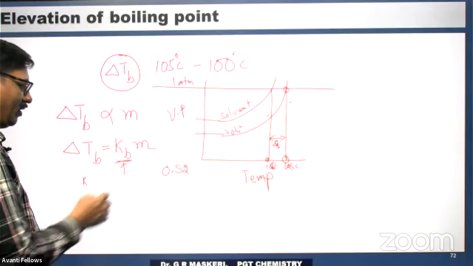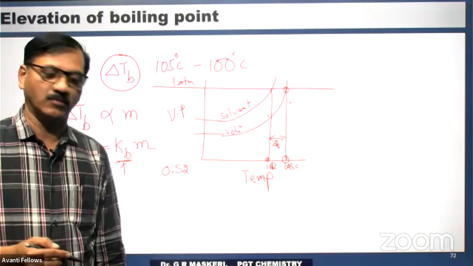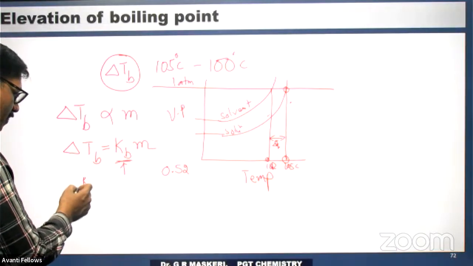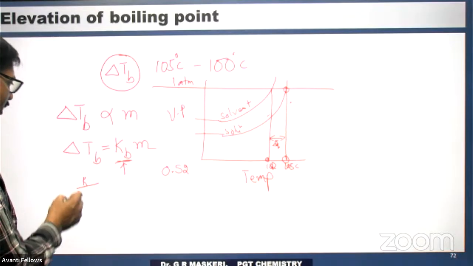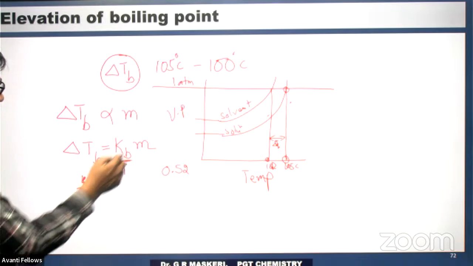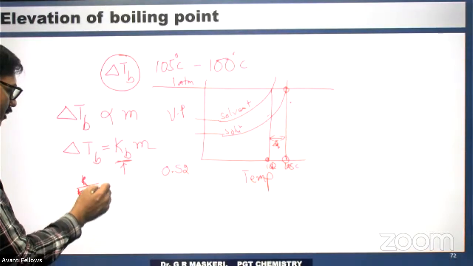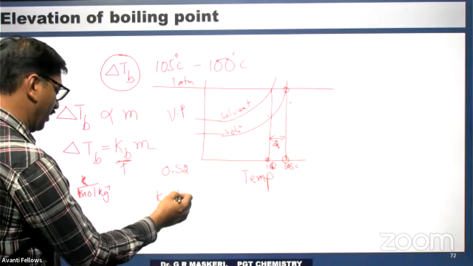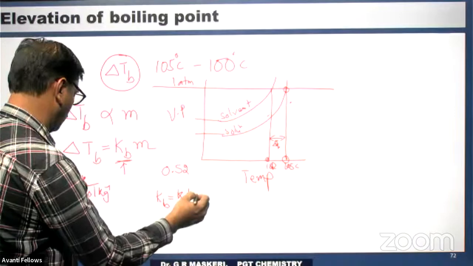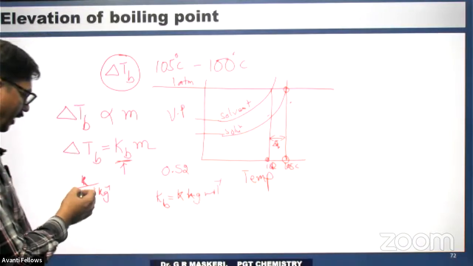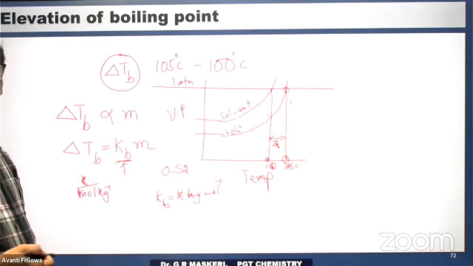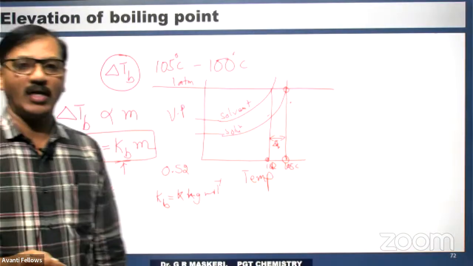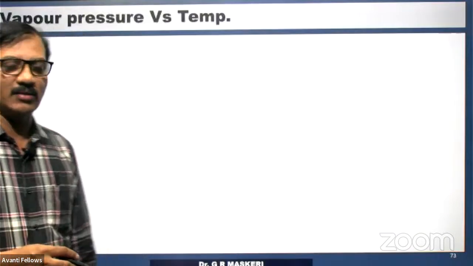Delta TB is in Kelvin, and molality is measured in moles per kg. So what is the unit of KB? It should be delta TB by m, that is, Kelvin divided by moles per kg, the unit for molality. Therefore, the unit for KB is Kelvin kg per mole. This is the expression delta TB equals KB into molality, based on which questions will be asked.